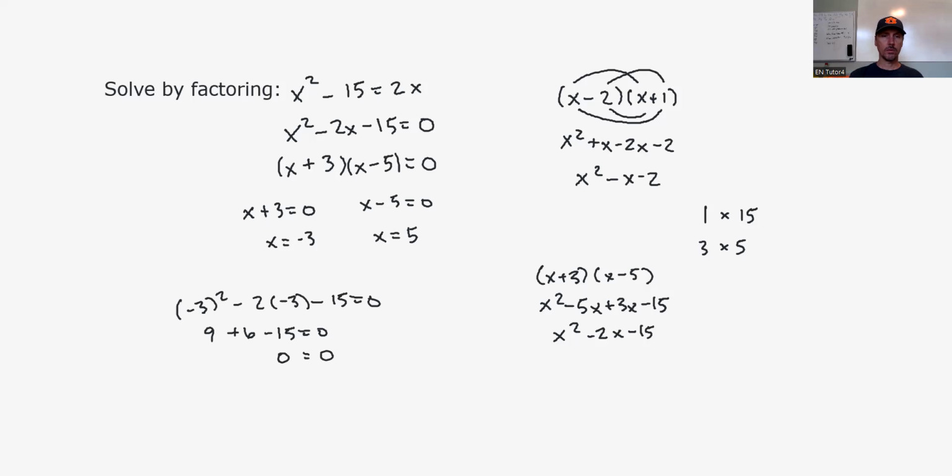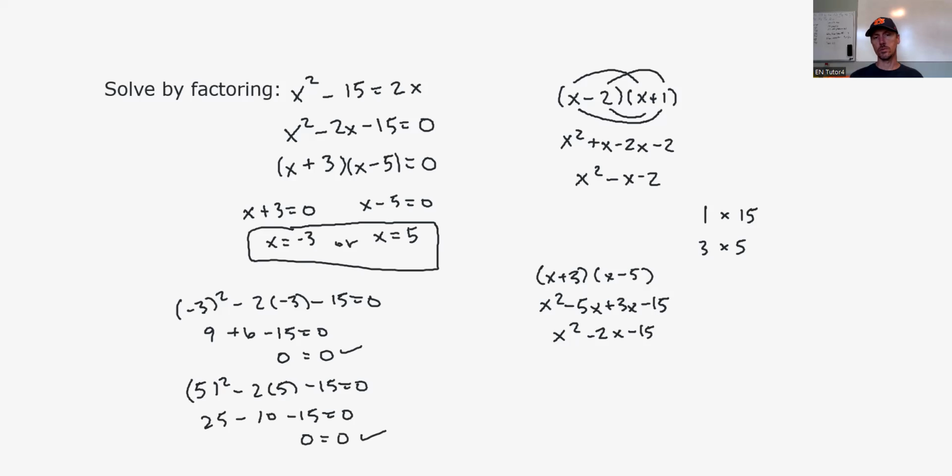And then for the other one, we have 5 squared minus 2 times 5 minus 15 equals 0. 5 squared is 25, minus 2 times 5 is 10, minus 15. And again, we get 0. So both of these check out. And so the answer for this particular problem would be x is equal to negative 3 or x is equal to 5.